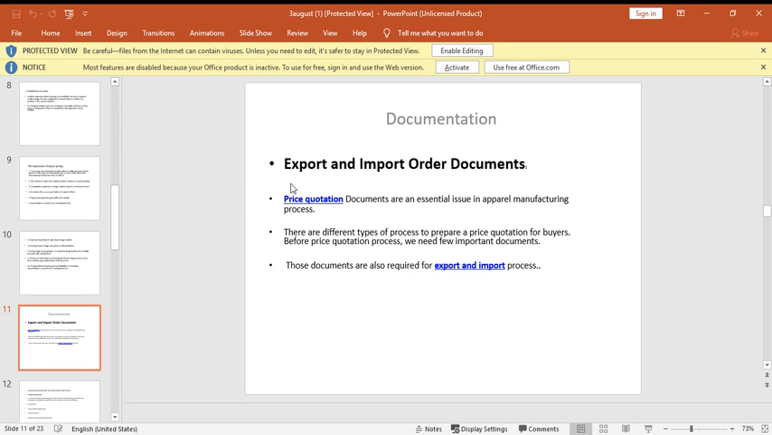So in documentation, we have to take care of the export and import order documents. Price quotation documents are an essential issue in the apparel merchandising process. There are different types of process to prepare a price quotation for buyers. Before the price quotation process, we need a few important documents. Those documents are also required for the export and import process.